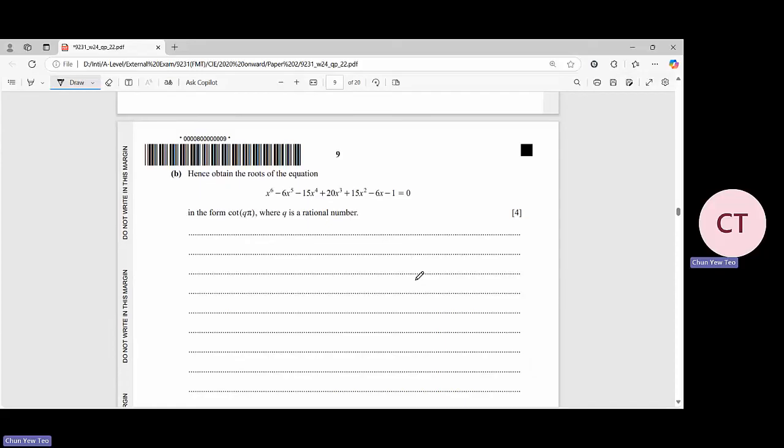Part B, now they want you to solve the equation over here. So over here, you need to know how to relate it to part A. They mentioned hence. What you can do is see that this one is power 6, 5, 4, 3, 2, 1, and x power 0, or the constant. But you can refer to the answer here.